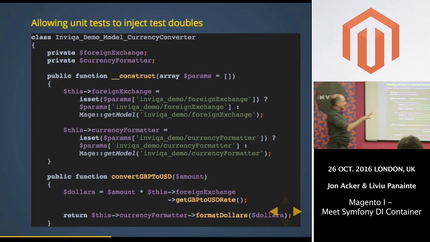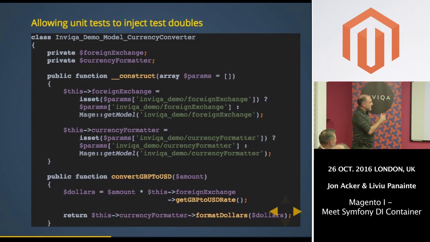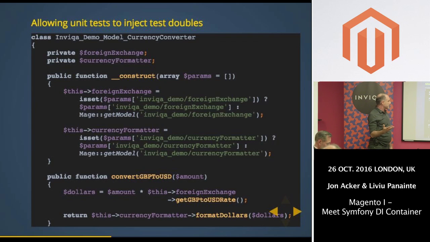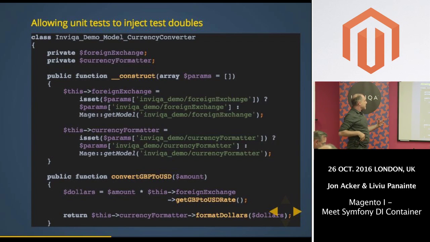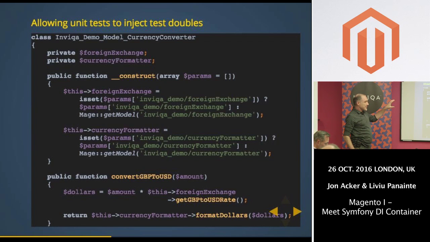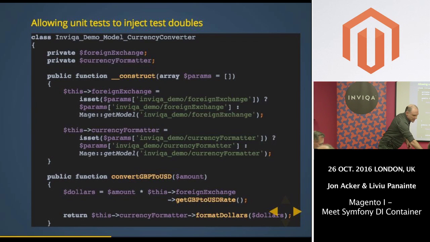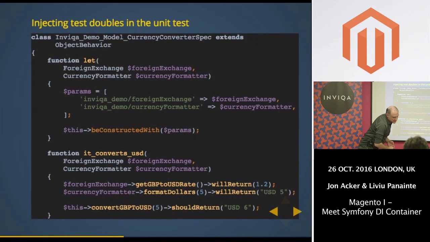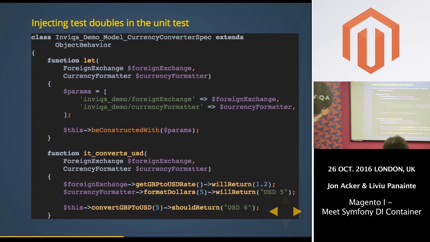Well, we'll look at the test in a moment, but there's still a problem that we need to mention here, in that if foreign exchange has dependencies and currency formatter has dependencies, then it becomes incredibly complex to manage all those and juggle them together. So at this point, without a DI container, we can't really continue to look at testability in Magento.